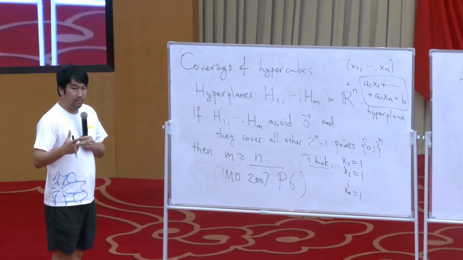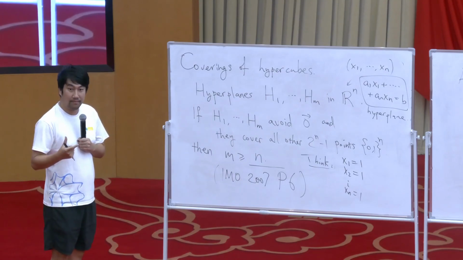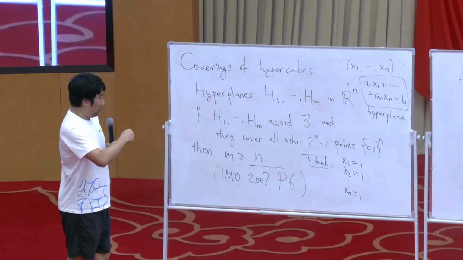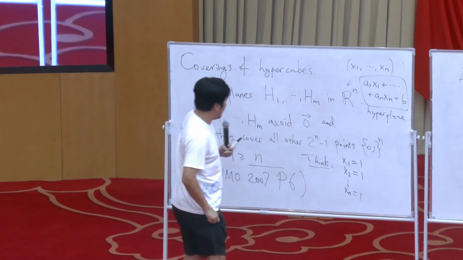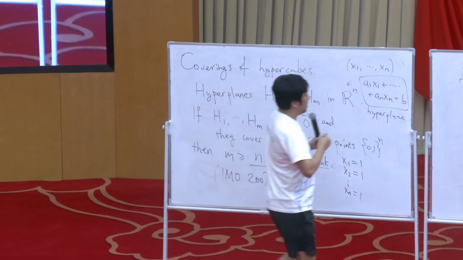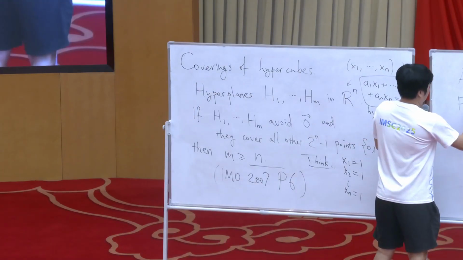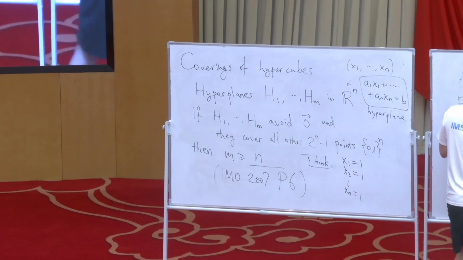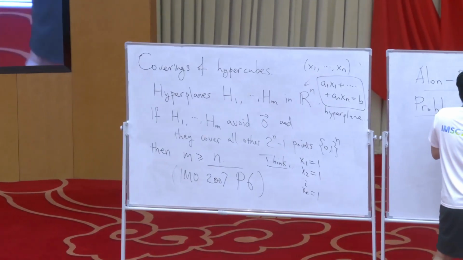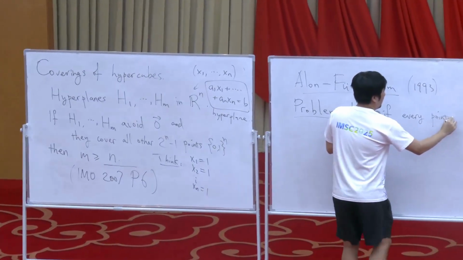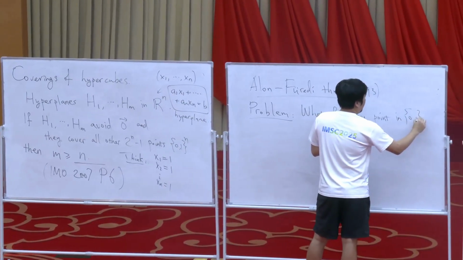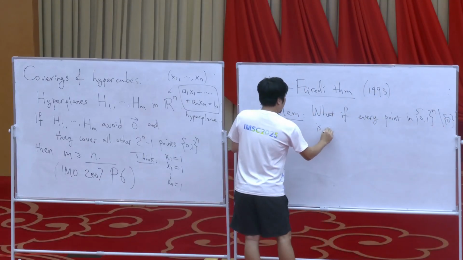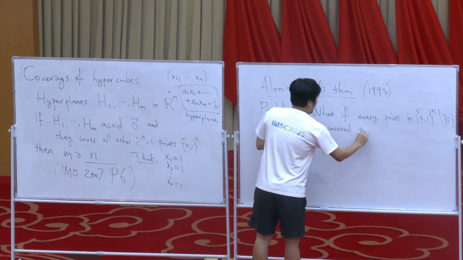Today the goal is to present to you a research problem that's a variation of this question. So what if every point in the hypercube, but the origin, is covered twice?